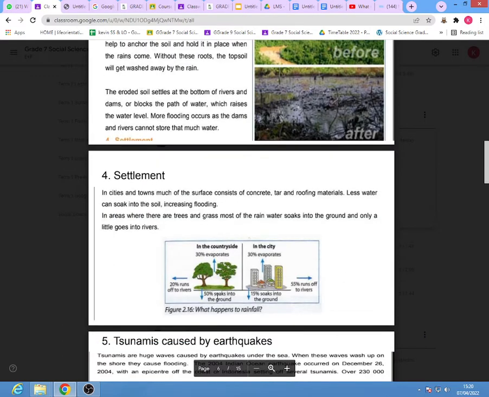And then the fourth cause of flooding is settlements. Right. In cities and towns, much of the surface consists of concrete, tar, and roofing materials. Less water can sink into the soil, which then increases flooding. Because the water is not able to seep into the ground, it has to flow along a path where it's easy to flow. And then eventually it will accumulate in certain areas, causing flooding. So in areas where there are trees and grass, most of the rain water soaks into the ground and only a little goes into the river.